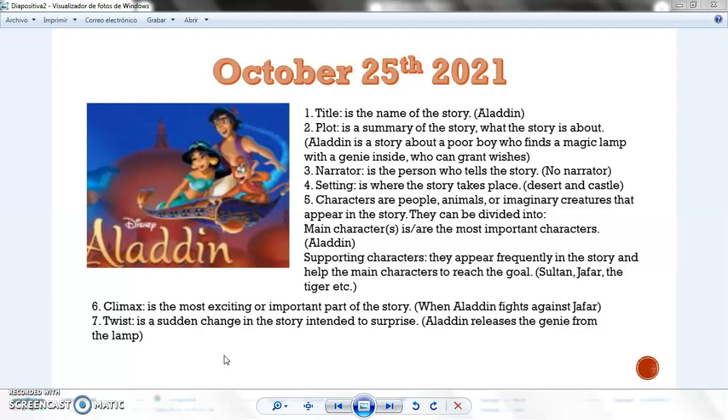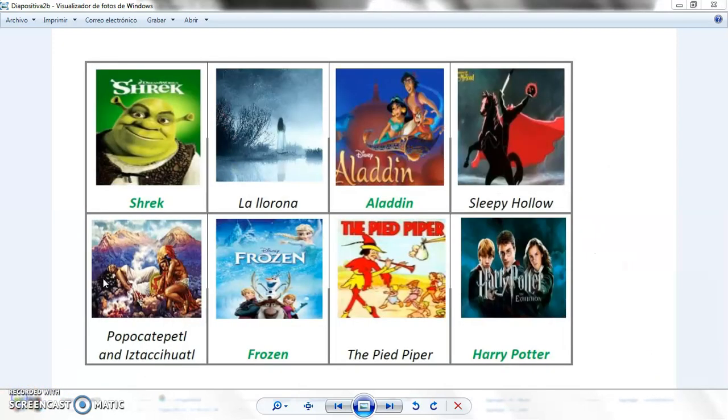Okay, of course, these are kinds of stories that you probably know, and probably you can come up with some other stories. Stories like Shrek, The Weeping Woman, La Llorona, Sleepy Hollow, Popocatépetl and Iztaccíhuatl, Frozen, The Pied Piper, Harry Potter. Some of them are tales, stories written. Some of them are legends, but they are fantastic fantasy stories.